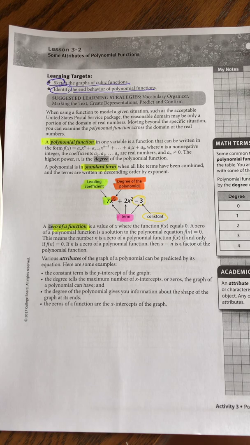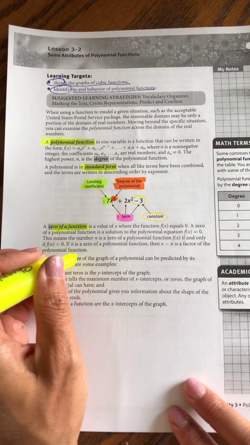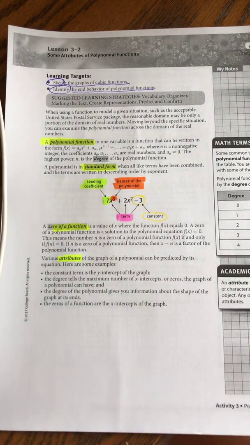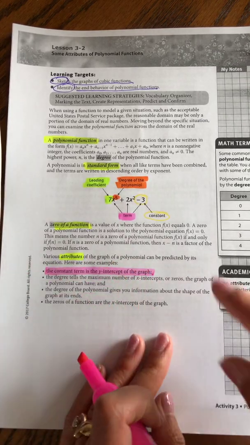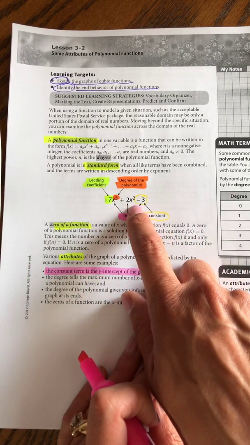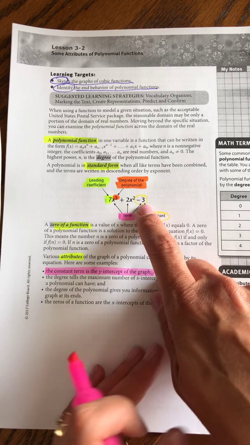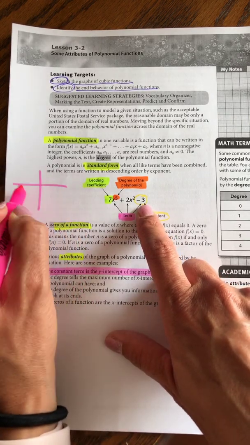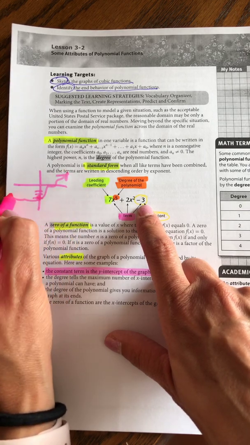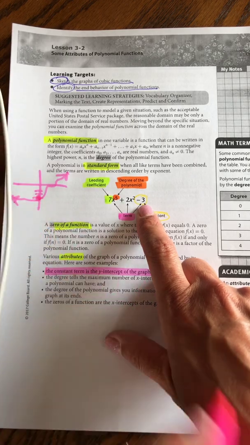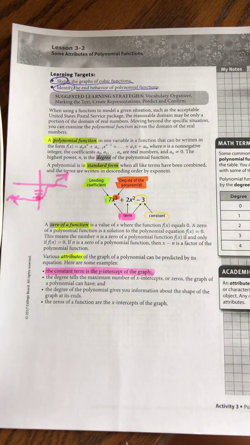So here are some attributes of the graph of a polynomial. For example, the constant term is the y-intercept of the graph. So that means if I were to graph 7x to the 5th plus 2x squared minus 3, it's going to cross through the y-axis at negative 3. So whatever it's doing, I don't know what this polynomial looks like, it's crossing through the y-axis at negative 3.